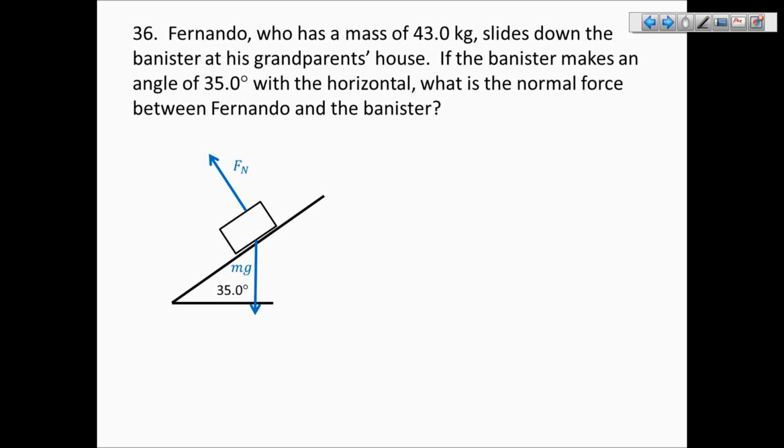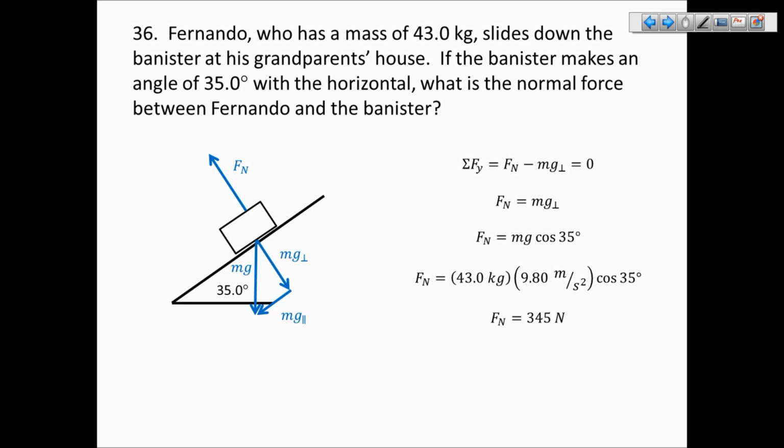Get over it. Splitting his mg up into its two components again, we want to do a sum of forces in the y direction. Now the reason to do that is just to show that the normal force is equal to mg perpendicular. So to find his normal force, I'll go mg cosine 35 degrees. Again, it's cosine 35 degrees because that 35-degree angle is at the top of my blue triangle and mg perpendicular is adjacent to that angle. So it turns out that his normal force is equal to 345 newtons.